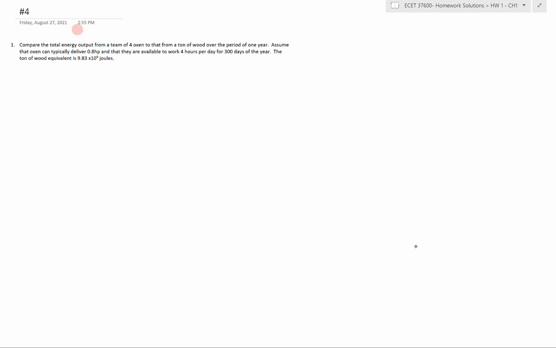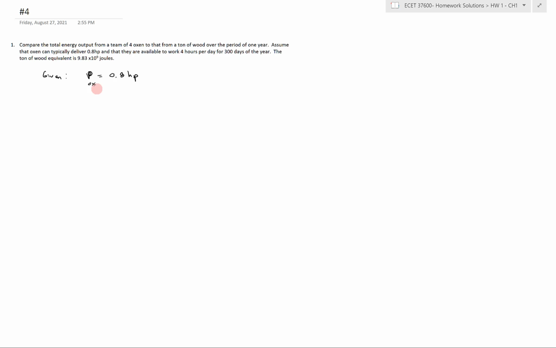So we have givens. The first is that we were told what the horsepower of an oxen was. So the horsepower, or P, of an oxen is 0.8 horsepower. P of an ox. Maybe not something you thought you'd ever know.